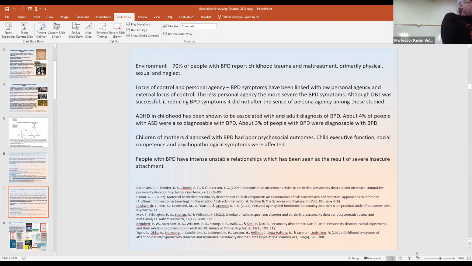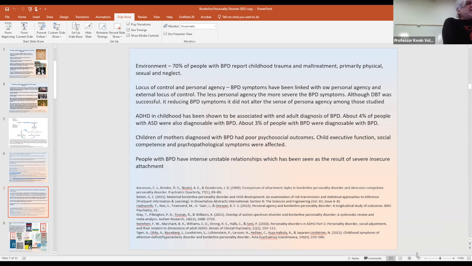ADHD in childhood being associated with adult diagnosis of BPD, that's not surprising. About 4% of people with autism spectrum disorder, ASD, were also diagnosable with BPD. And about 3% of people with BPD were diagnosable with ASD, autism spectrum disorder. Wow, I'm having really trouble typing my words now. I'm just becoming a dyslexic typist now. It's really interesting. I hope that's not a brain thing.